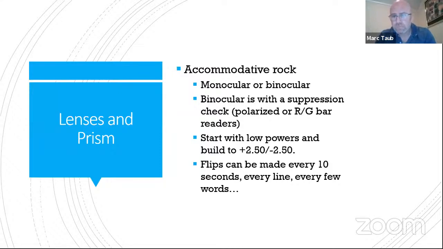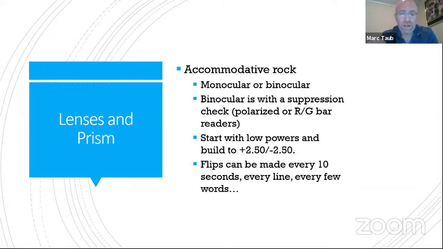Accommodative rock. Accommodative rock is kind of the staple of VT. This is with a lens flipper. And the beautiful thing about the lens powers is you have your trial lenses in your lens kit. Instead of buying pre-made flippers, I prefer pre-made flippers. I generally do it in 50 steps. So the flipper is going to have plus minus 50, plus minus one, all the way up to 250s. And I'll tell you why I don't go higher than that. But you can also use your lens wells and build a flipper there if you don't want to purchase one.